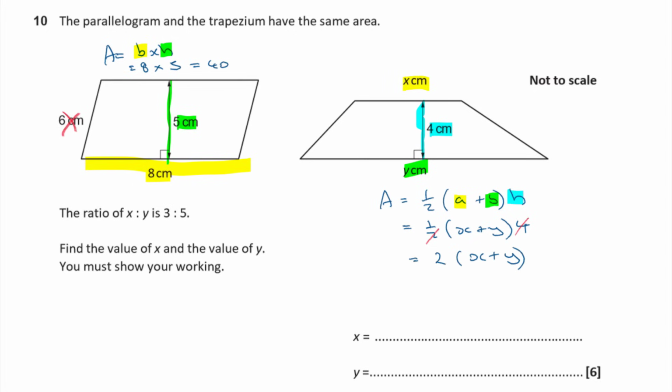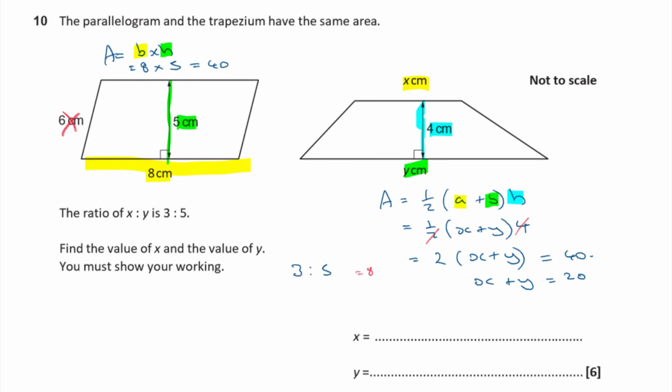Now, I already worked out what the area was. It's equal to 40 because these 2 things have the same area. So if 2 lots of x plus y is 40, then x plus y must be 20, just dividing both sides by 2. So my values for x and y add up to 20, and they're in the ratio of 3 to 5. So how does that help me? I guess if you think about the ratio of 3 to 5, that adds up to 8, doesn't it? So 3 plus 5 is equal to 8.